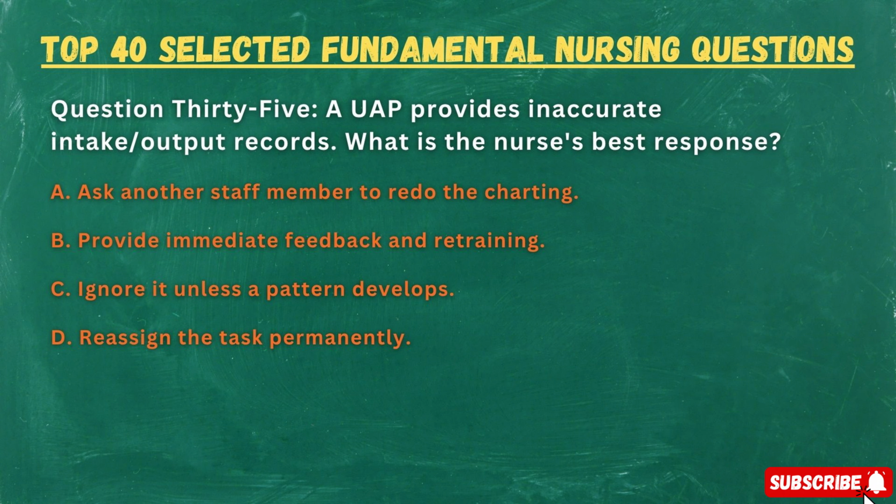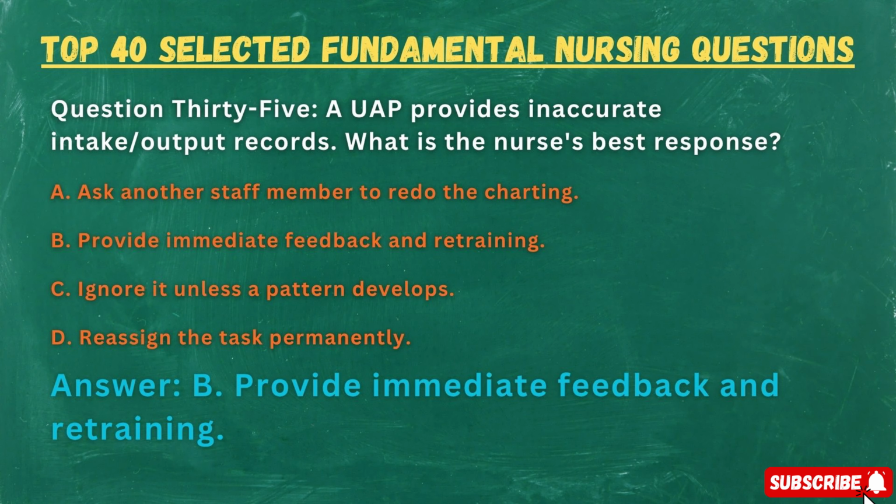Question 35. A UAP provides inaccurate intake/output records. What is the nurse's best response? A. Ask another staff member to redo the charting. B. Provide immediate feedback and retraining. C. Ignore it unless a pattern develops. D. Reassign the task permanently. Answer: B. Provide immediate feedback and retraining.